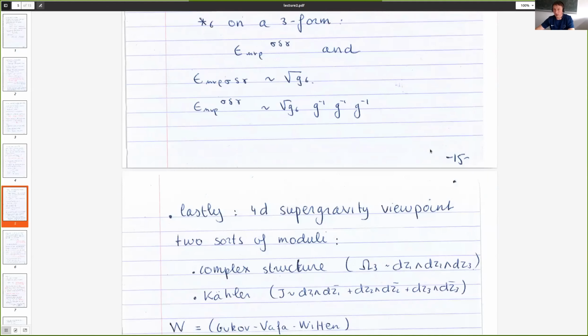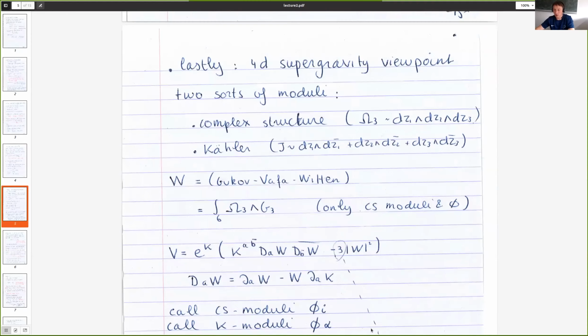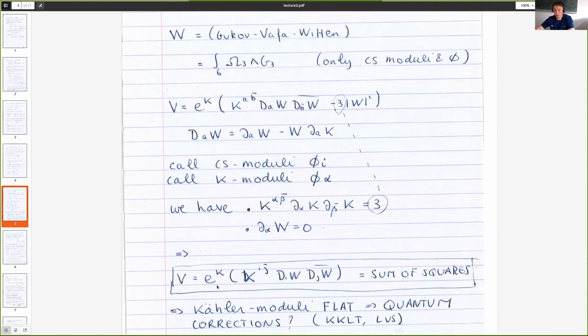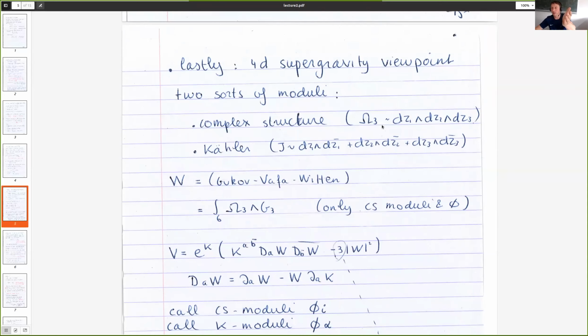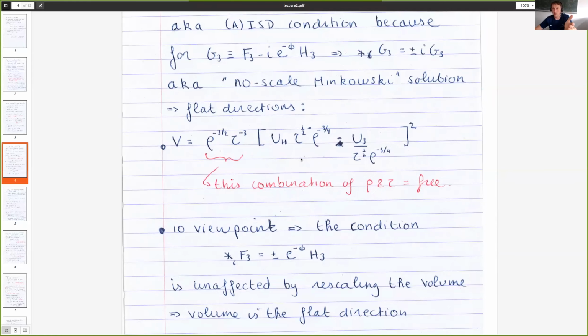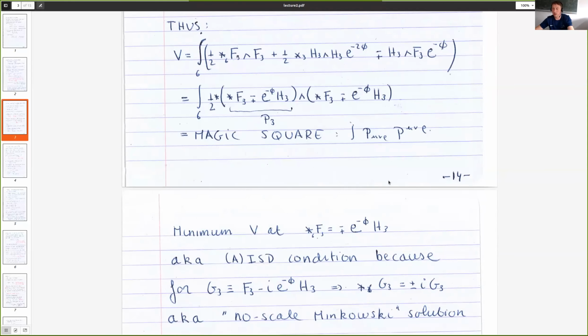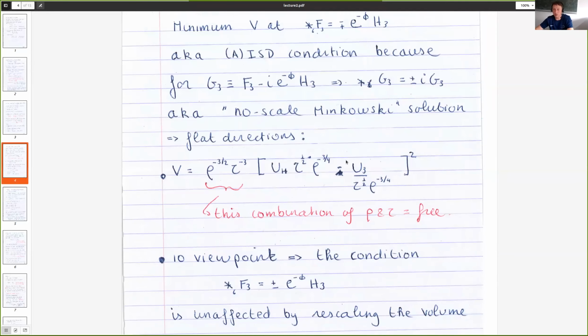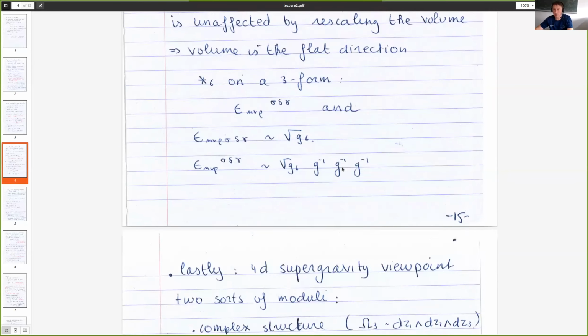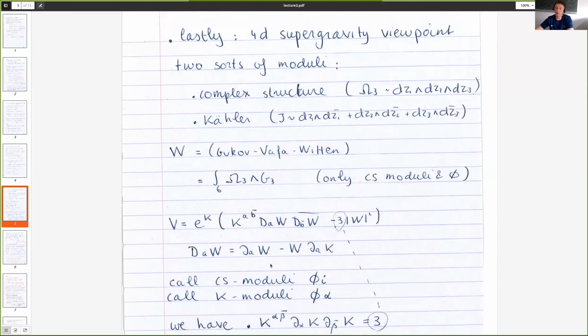In 4D supergravity language, that magic corresponds to this magic. When I plug it in, I get e to the K. Now, only indices in the complex structure directions of this combination. The 3 minus 3w squared is 0. But you see, this is also a sum of squares. Of course, this is our previous sum of squares. This is this sum of squares, which was in 10-dimensional language, but it became, in 4-dimensional language, this sum of squares.